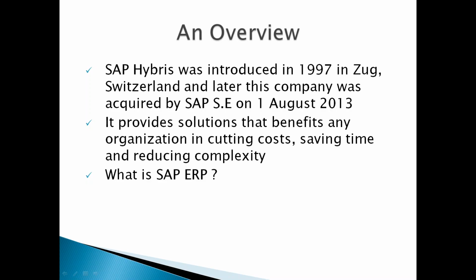SAP has more than 140,000 installations worldwide, over 25 industry specific business solutions, and more than 75,000 customers in 120 countries. Other competitive products of SAP software in the markets are Oracle, Microsoft Dynamics, etc.